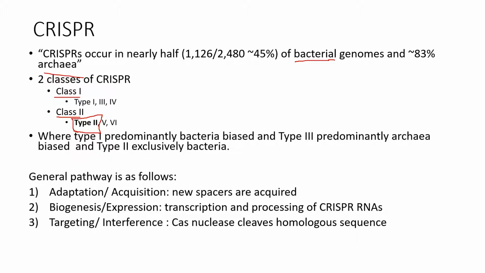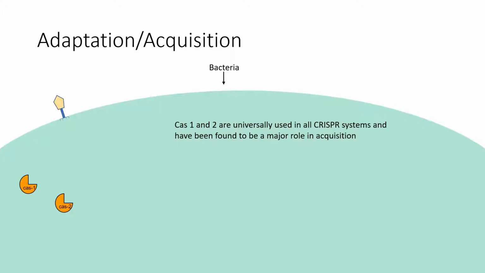So the general pathway of CRISPR is 3 steps. So there's adaptation, where you get a viral sequence from a virus, this is a spacer, and then there's biogenesis and expression. This is just putting together your CRISPR RNAs and your complex, and then targeting, where you're going to attack the virus that's infecting. Let's look at the first step, adaptation and acquisition.